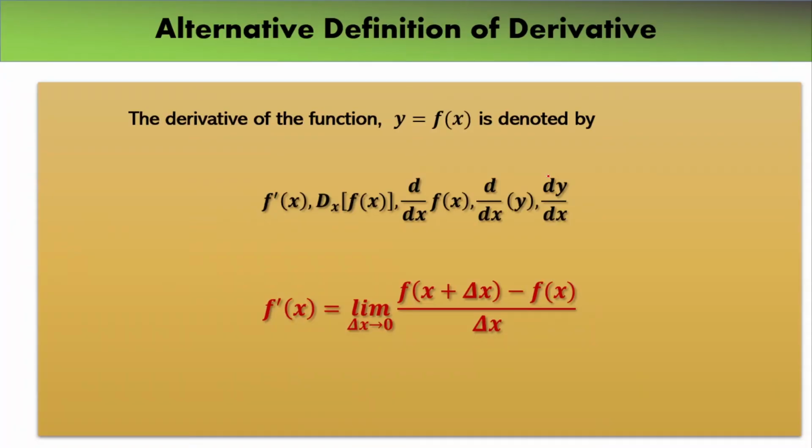So meron tayong alternative definition of derivative. So we have f prime of x is equal to the limit of f of x plus delta x minus f of x divided by delta x as delta x approaches 0. So paano natin i-apply ang equation na ito? So para ma-apply yung alternative definition ng ating derivative, meron tayong 3-step rule na kailangang sundan.